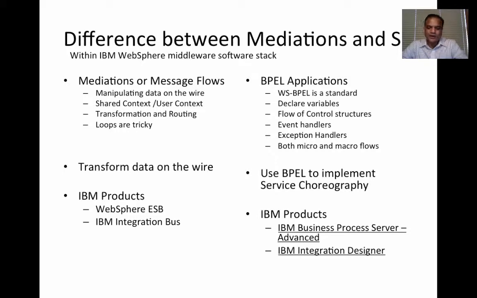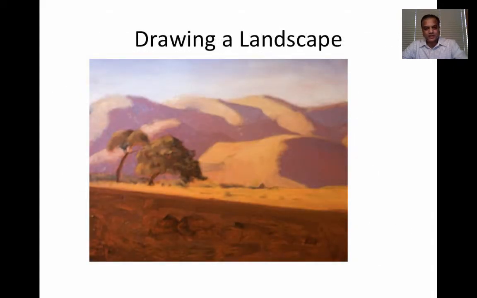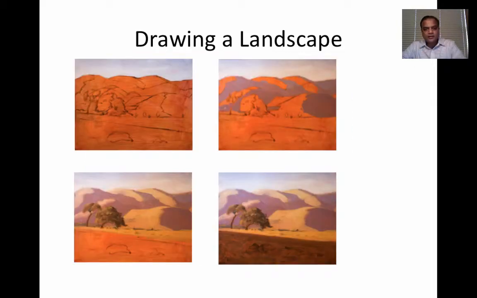Now that we got all the technical details and terminology squared away, I want to take you into a different world. Building a service or a solution is like painting a landscape on a canvas. Let's take a look at the different steps. The first step is to draw the outline. The second step is to draw the shadows. Then add some greenery and finally complete the finer details.